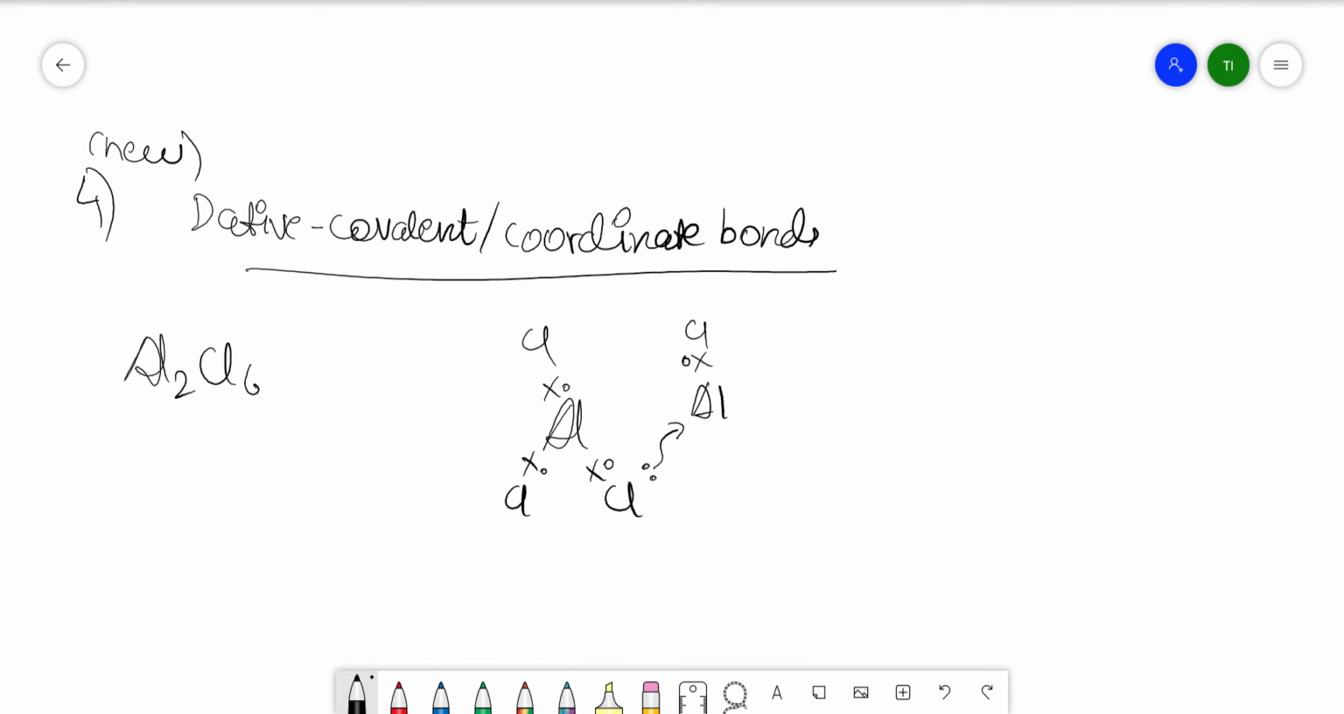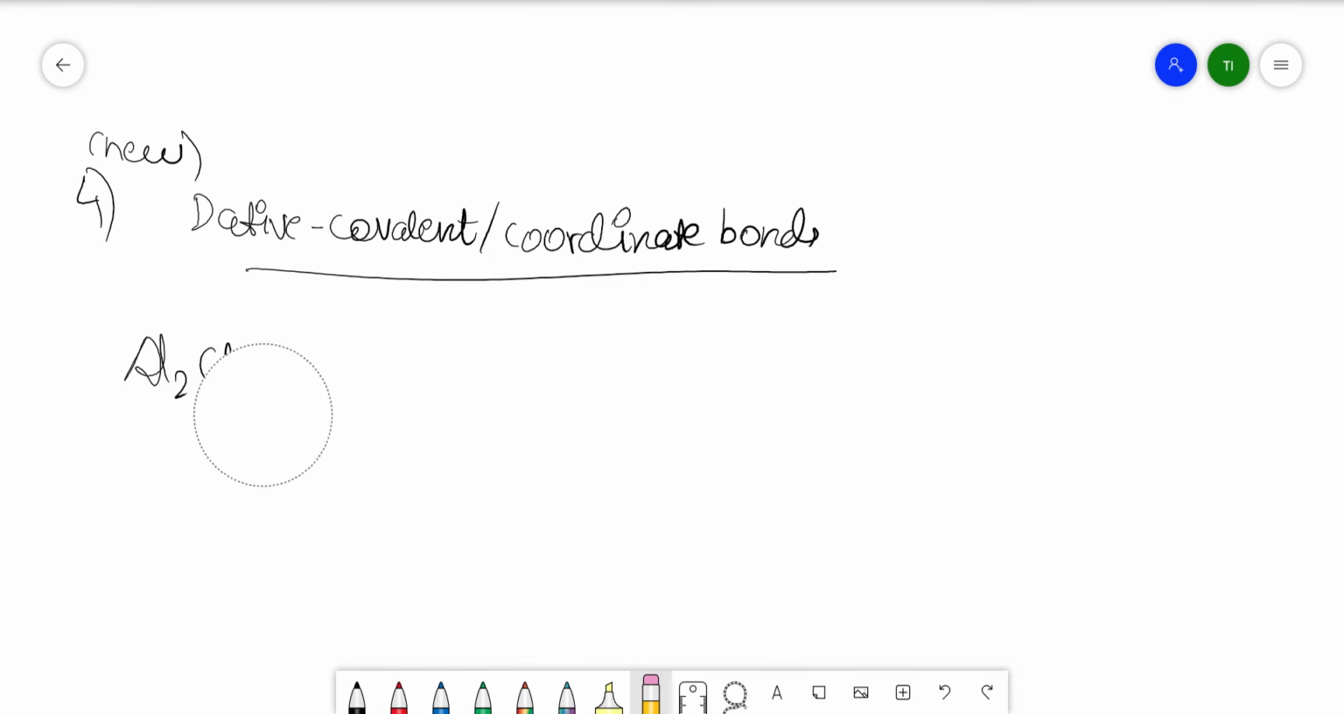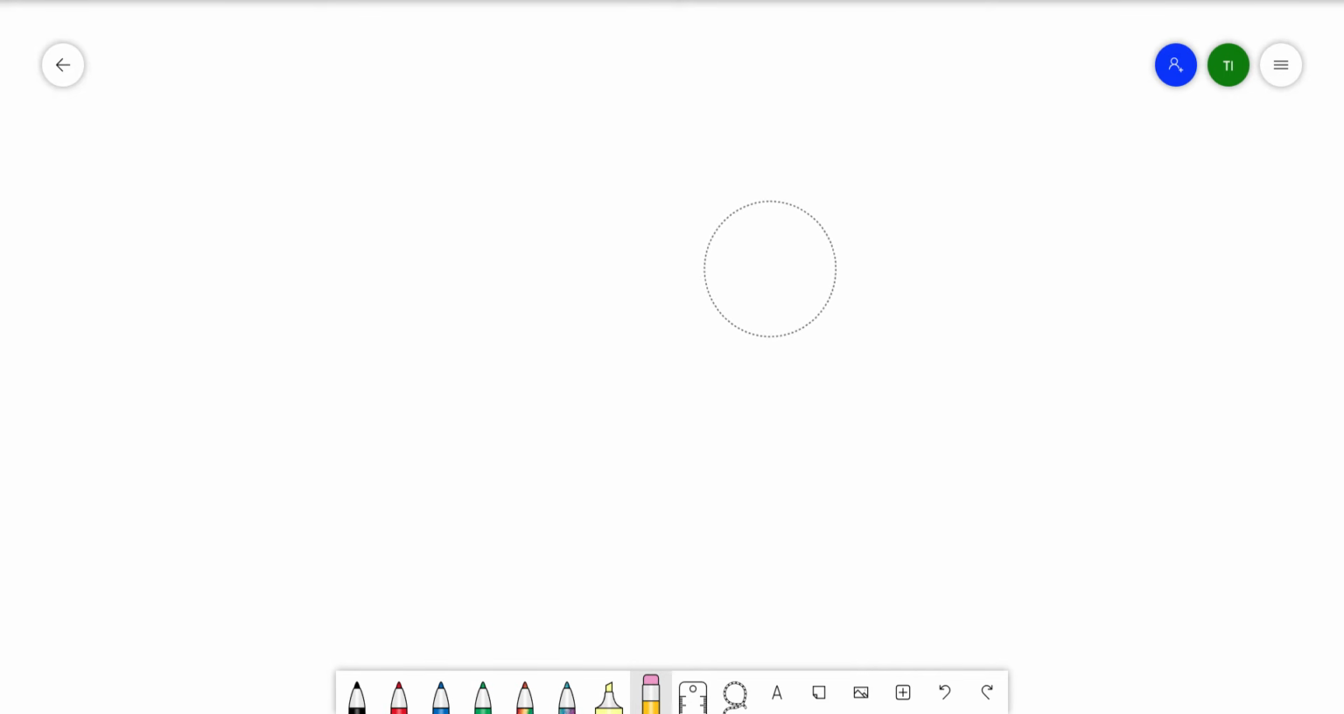Al shares electrons with Cl, shares electrons with Cl, and shares electrons with Cl. And this one also donates its electrons to the Al. I won't draw the lone pairs here because that would take long, but accept this as one. Lone pairs, bond pairs. This is the lone pair that's donated to the Al, and therefore it forms a dative covalent bond. Now that is the new type of bond that's introduced in the A-level syllabus.